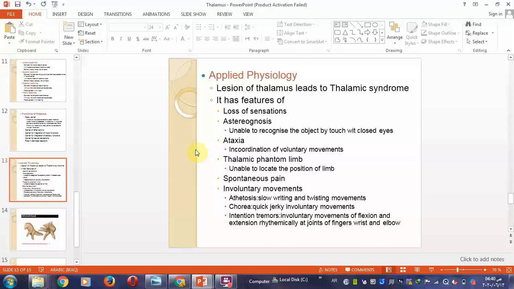Astereognosis. The patient will have ataxia, which is incoordination of voluntary movement, with abnormal or ataxic gait, and thalamic phantom hand or thalamic phantom limb, unable to locate the position of the limb. They cannot tell its position, flexed, extended, behind him, beside him. It is like a phantom limb: the limb is present but he doesn't feel where his hand or leg is.